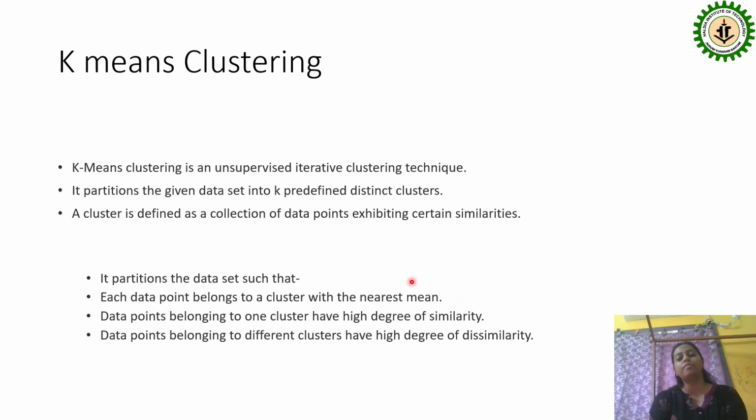Now, why is the mean given? As we have seen in the earlier slide, K-means depends on the mean value. In the case of K-means, the center is dependent on the mean value. Data points belonging to one cluster have a high degree of similarity. Data points belonging to different clusters have a high degree of dissimilarity. Already we are quite familiar with these particular factors.